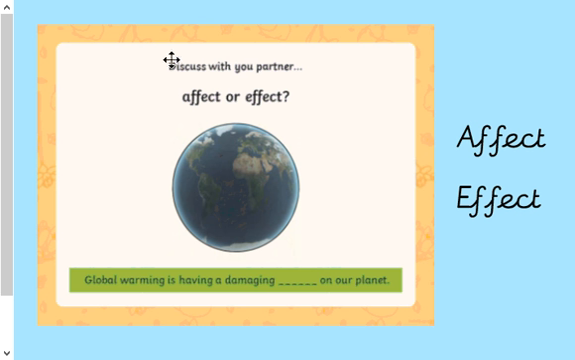Okay, the next sentence here, we've got something slightly different. We want you to have a little think about which one of these two words should go into the gap here. So we're looking at either affect or effect. Okay, one is a verb, one is a noun. The sentence then, global warming is having a damaging blank on our planet. I'd like you to think about which one might fit into that gap. Okay, they are both homophones. Press pause when you're having a look, press play when you're ready to carry on.